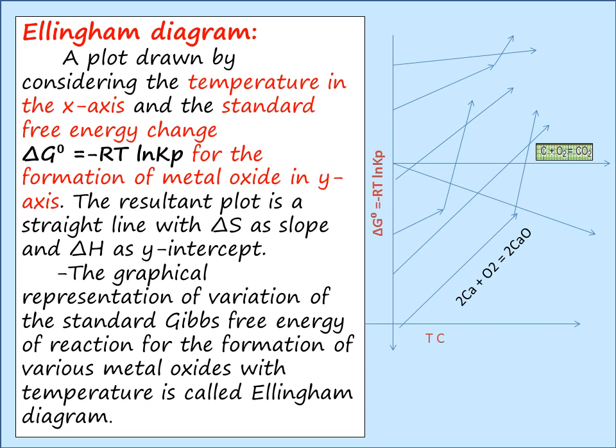In which case you will get a straight line. The slope value will give us delta S value, that is entropy change, and the y-intercept will give the value of delta H. The graphical representation of variation of standard Gibbs free energy of a reaction for the formation of various metal oxides with temperature is called Ellingham diagram.